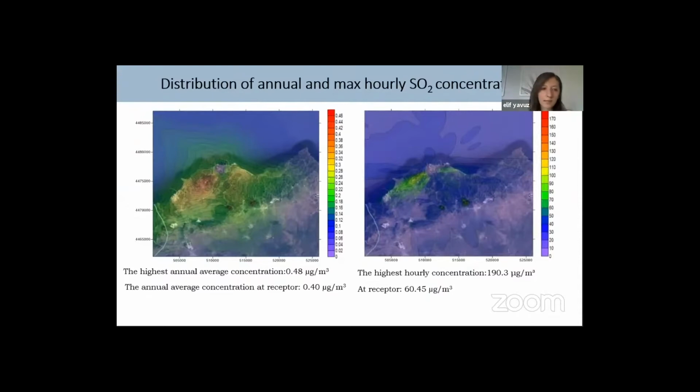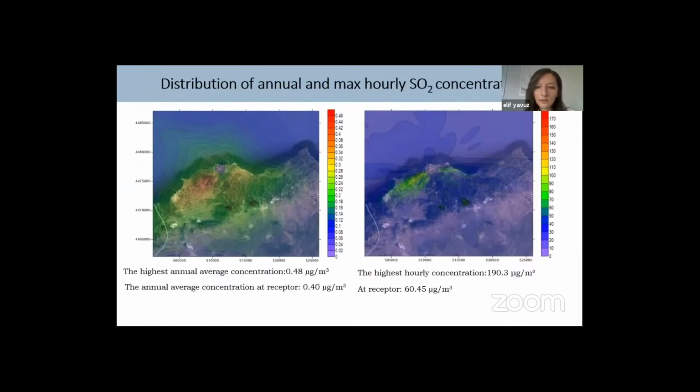which is EWMS. The figure on the right shows the distribution of hourly SO2 concentrations, and the highest concentration was found to be 190 microgram per cubic meter for hourly calculations. That is important because that is the highest possible contamination value under the current conditions. At the receptor, it was found to be nearly 60 microgram per cubic meter.